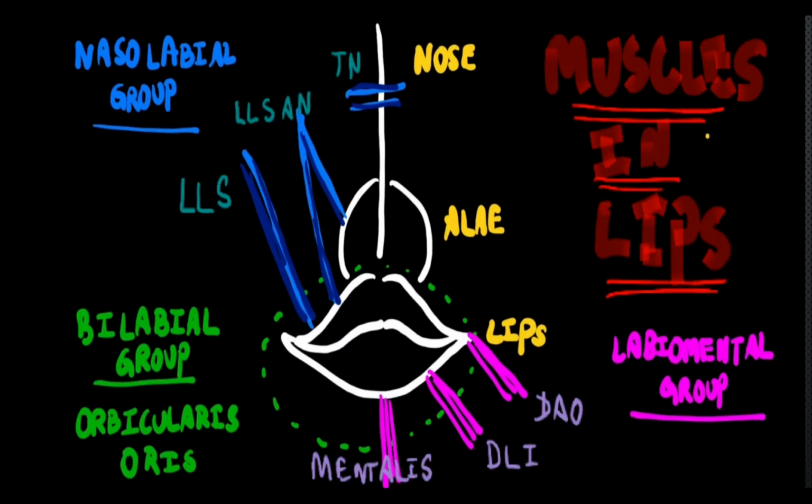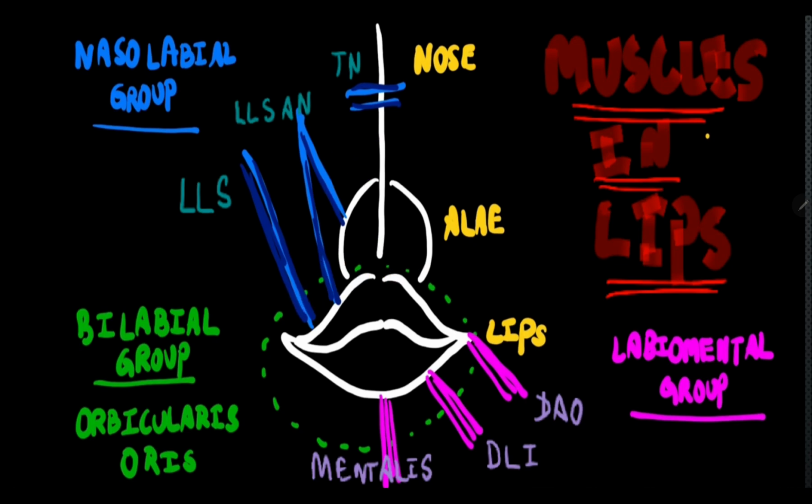Now coming to the muscles of the lip. This is an easy diagram to draw in exam, which represents a nose, ala and lips. First, we divide these muscles of the lip into nasolabial, bilabial and labiomental groups. These are all the muscles that act around the lip. First, we know transverse nasalis, levator labii superioris alaeque nasi and levator labii superioris.